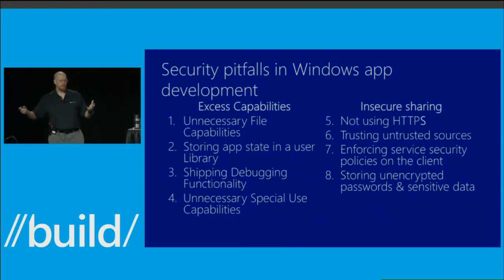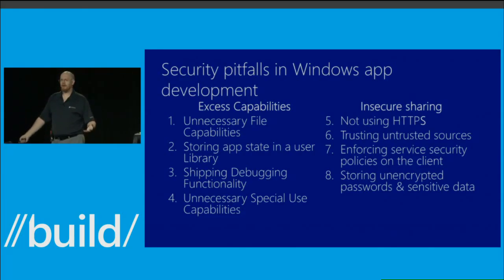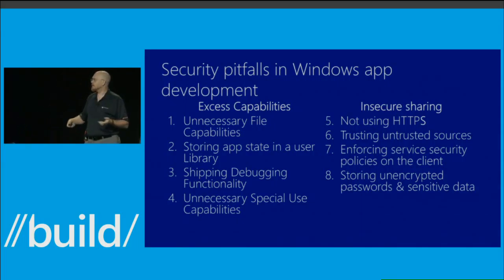So in the talk, we're going to go through these 8 pitfalls of things not to do. They break down into these 2 categories. There's excess capabilities. The Windows Store platform has 14 or so capabilities that you can declare that light up additional functionality for your app. You want to declare the minimum possible, because the more you declare, the more your app poses a threat to the user. The other 4 pathologies are insecure sharing: whenever your app shares data with the cloud, your server, or some other app, there are secure and less secure ways to go about it.